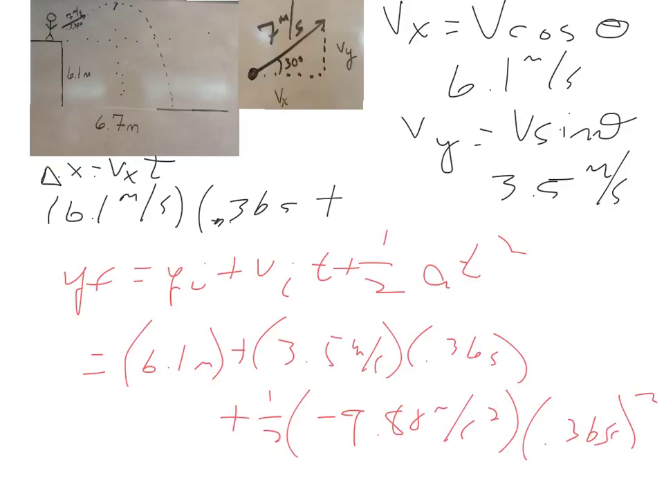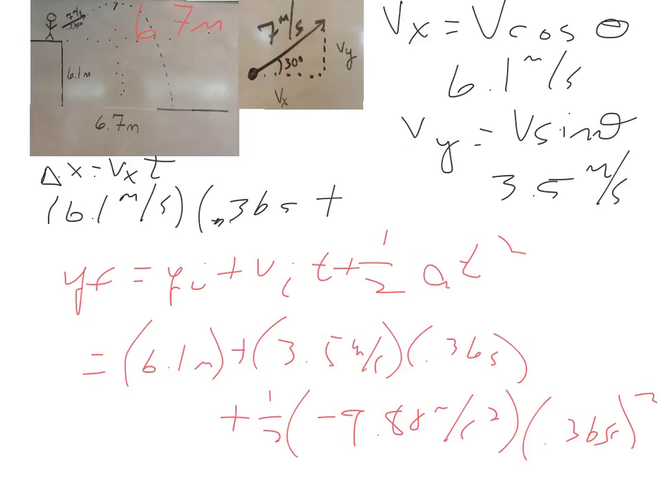So if I go through and plug that into my calculator, I have 6.1 plus the quantity of 3.5 times 0.36 plus the quantity of 0.5 times negative 9.8 times 0.36 squared. And that gives me a new height of 6.7 meters. So, looking back to my picture, that's this height right here. My new height is going to be 6.7 meters, and I'm going to solve for the time that it takes to go down those 6.7 meters.